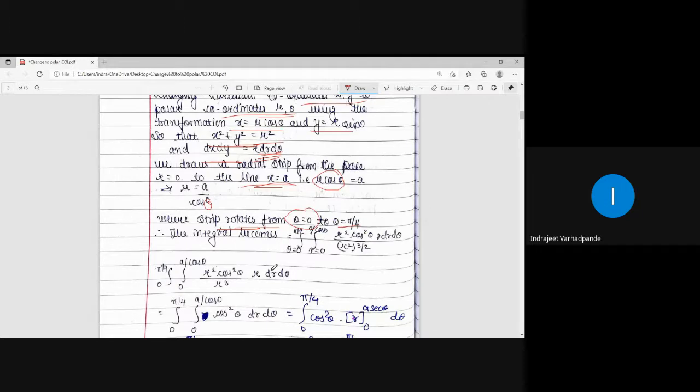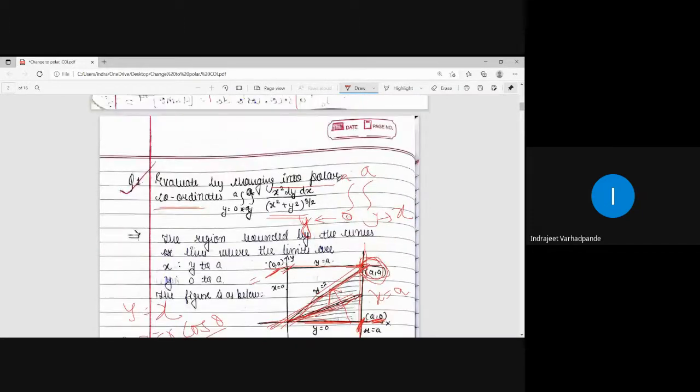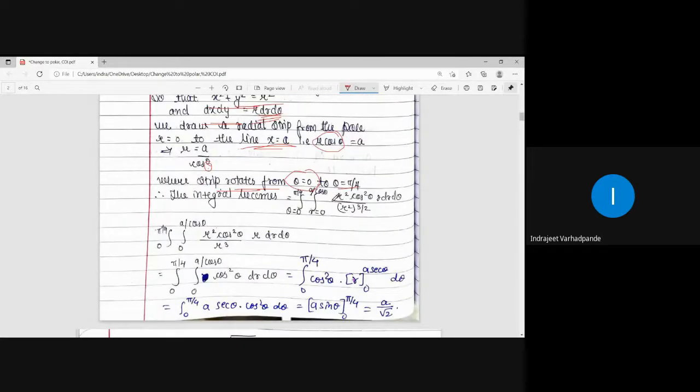So the original given integral, 0 to a, y to a, x square dy dx upon (x square plus y square) to the power 3 by 2, becomes, in place of x, put r cos theta. In place of dx dy, put r dr d theta. In place of x square plus y square, put r square. So in the denominator, it becomes r square to the power 3 by 2. The limits are r from 0 to a upon cos theta and theta from 0 to pi by 4.